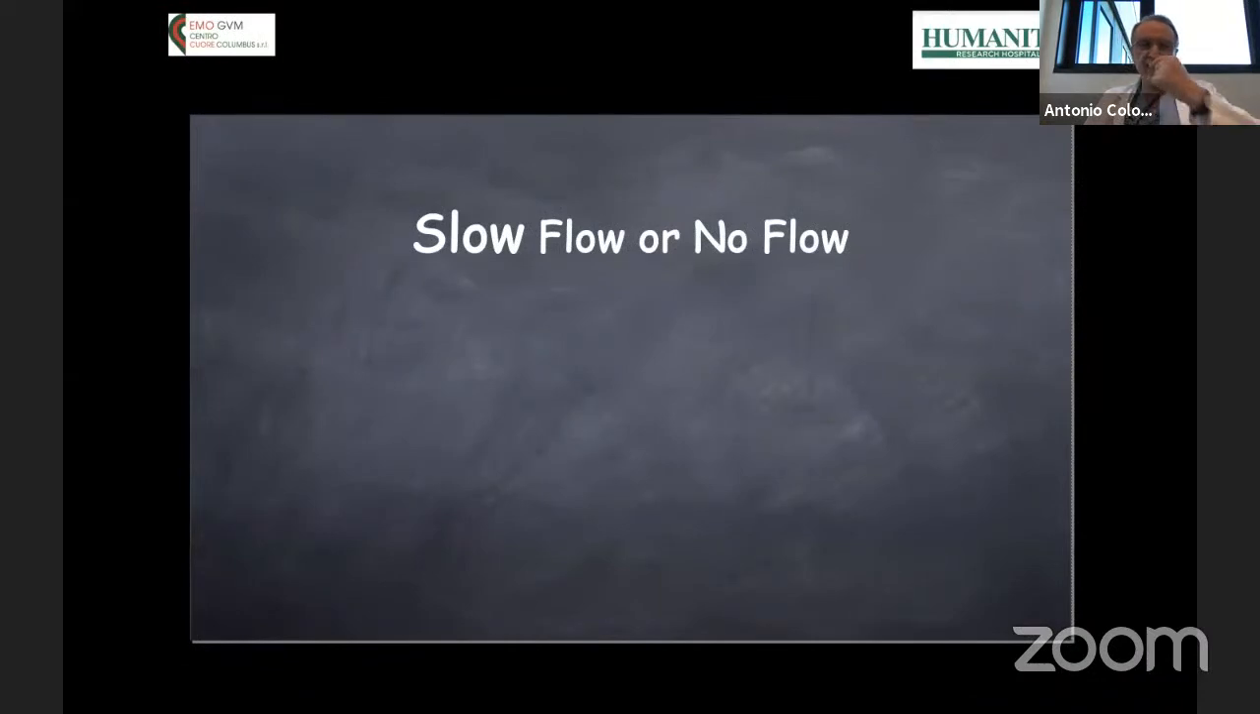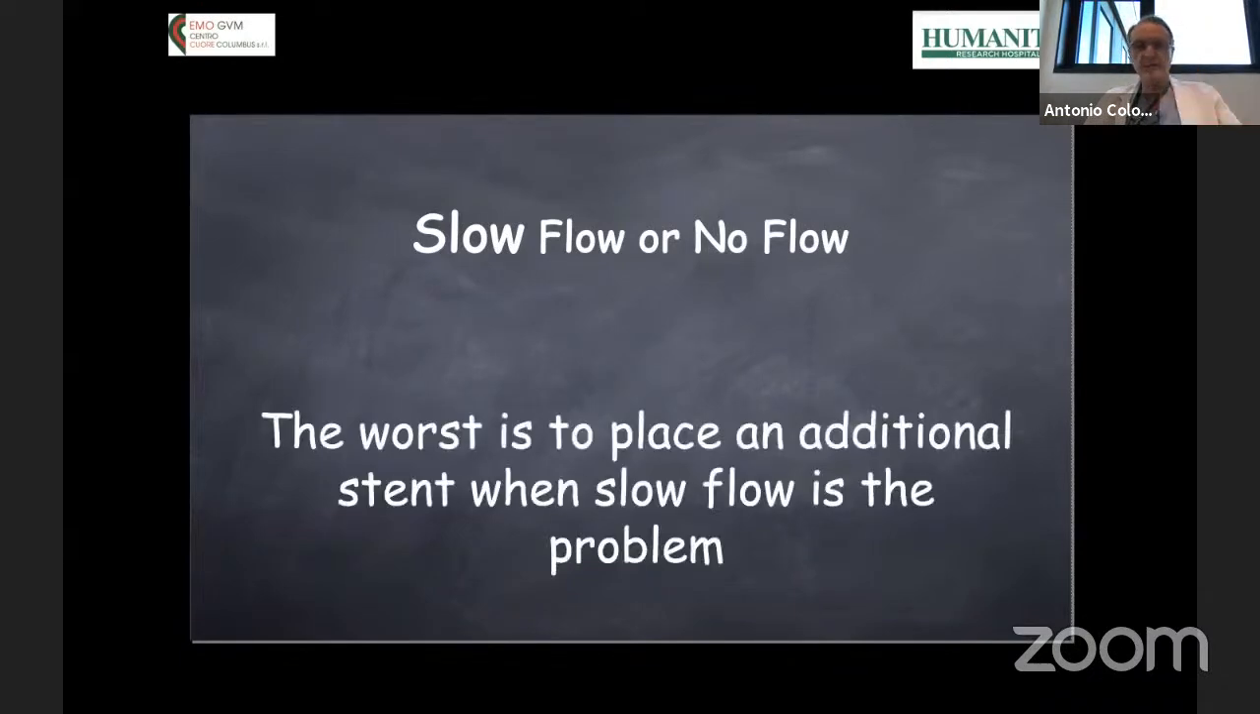Low flow or no flow is a very bad complication. If it's localized and small, nothing happens. But the worst is to place a stent when slow flow is the problem. So do not assume that slow flow is due to a dissection. Slow flow is slow flow, and the treatment of slow flow is not to place a stent.